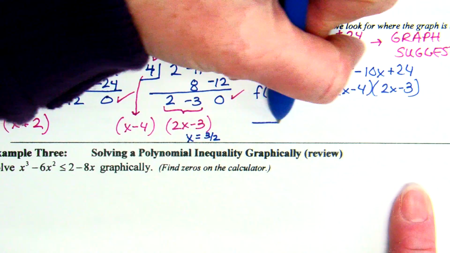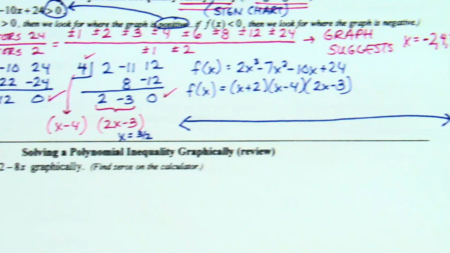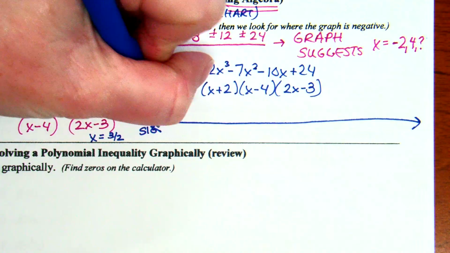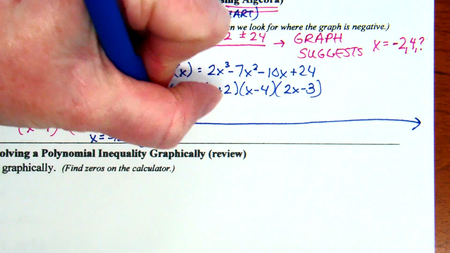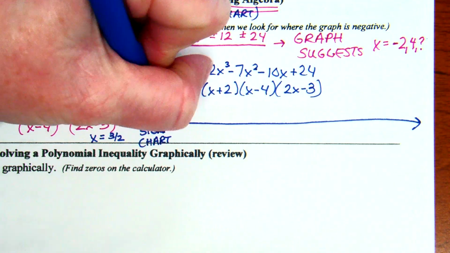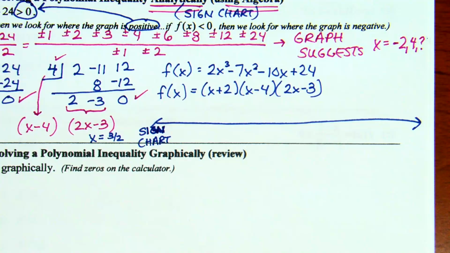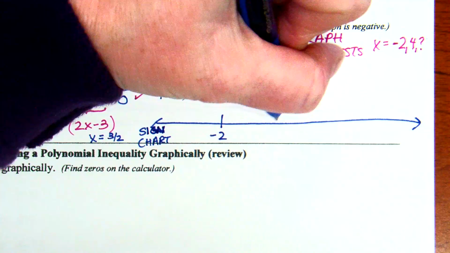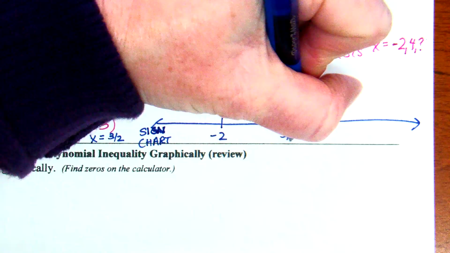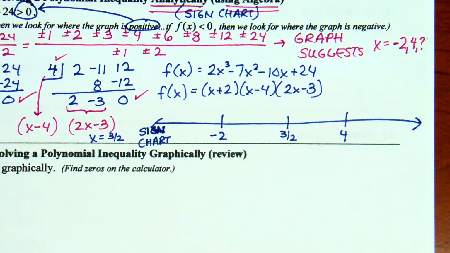Set up a sign chart here. I think I have room. I know I'm jamming a lot into this little area here, but on your sign chart, put your zeros. Now, you don't have to worry about good spacing, but they do need to be in increasing order. So as I put them in increasing order, what was my smallest? Negative 2, 3/2, and 4. Those are the numbers on my sign chart, my zeros that we found earlier.